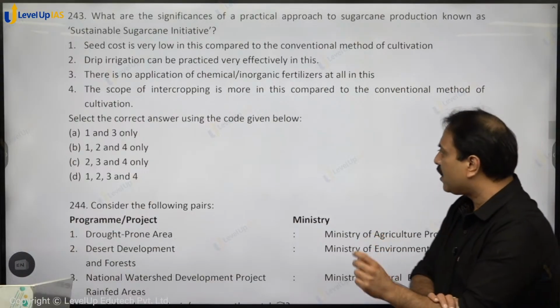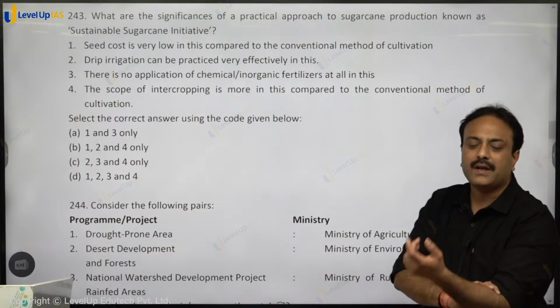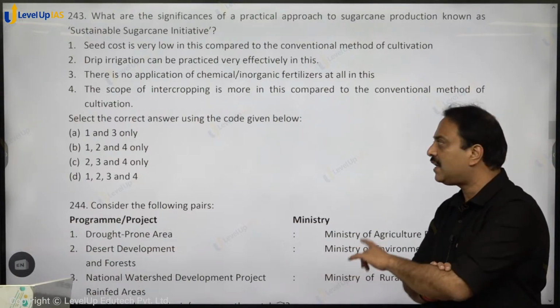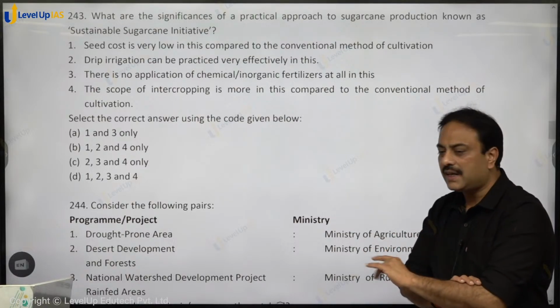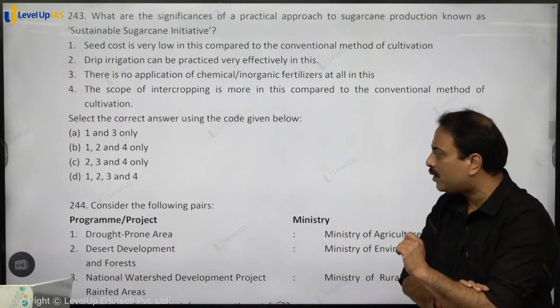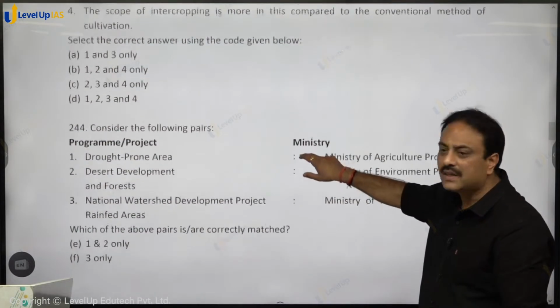The scope of intercropping is more in this compared to the conventional method of cultivation. In the conventional method there is no space left out; here intercropping can be carried out. So first is correct, 2 is correct, third is wrong, fourth is correct. So 1, 2 and 4, option B for boy shall be the right answer. Clear on that?